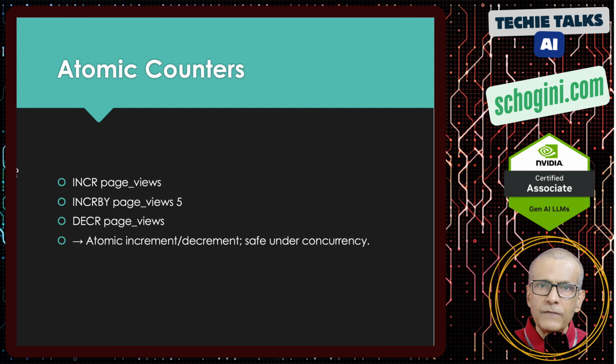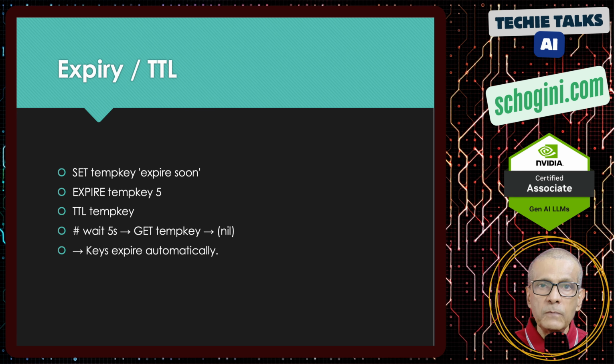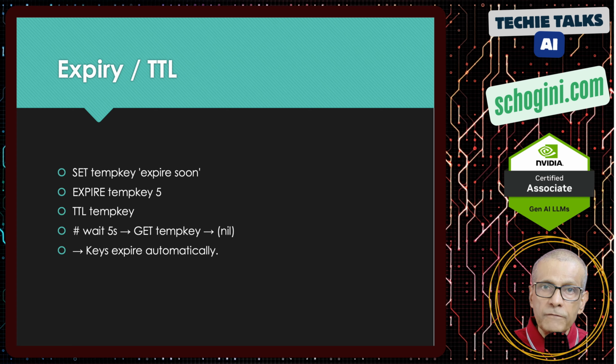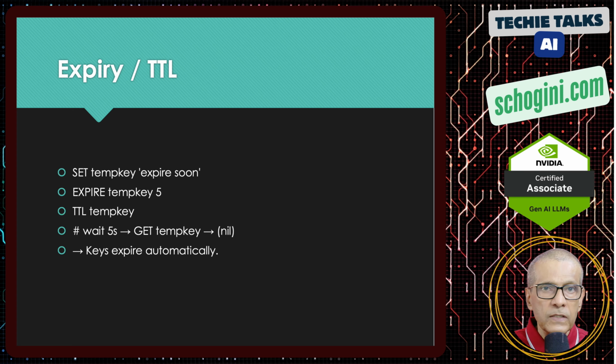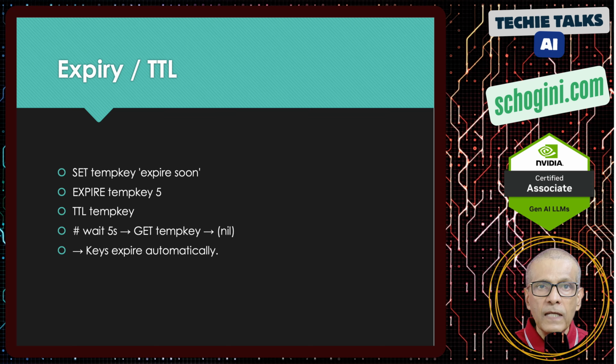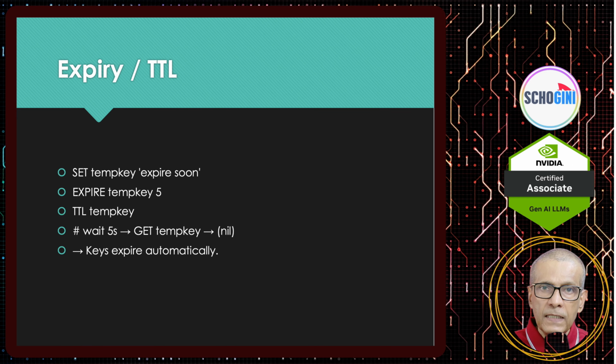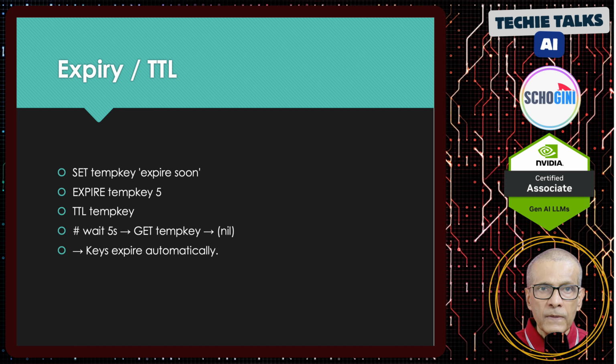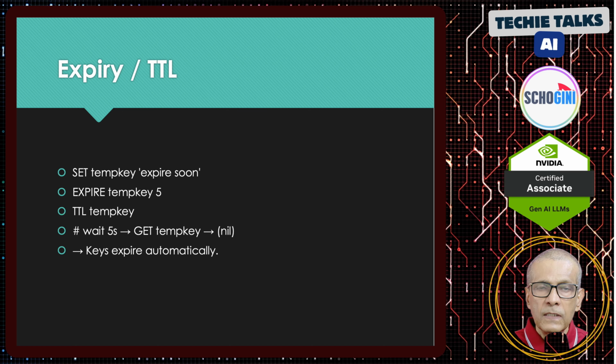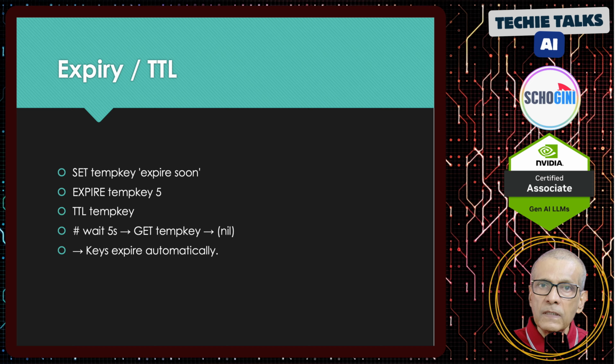Next is another fantastic operation called time to live. This makes data ephemeral. Redis can automatically delete keys after a set duration using TTL, time to live. You can apply it by running expire, the name of the key and the number of seconds. To remove a key after 10 seconds, you type expire, key name, 10.